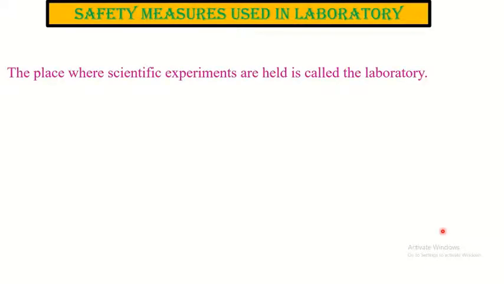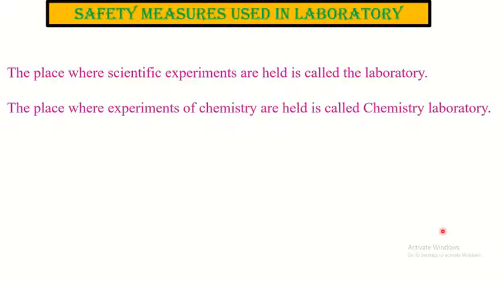The place where scientific experiments are held is called the laboratory, and the place where experiments of chemistry are held is called a chemistry laboratory. And we know there are various chemicals in a chemistry laboratory. Almost all chemicals are harmful to some extent for us as well as our environment. Most of the apparatus in a chemistry laboratory are made of glass. Therefore, we need to be very careful from the moment of entry into the laboratory to the moment we come out.